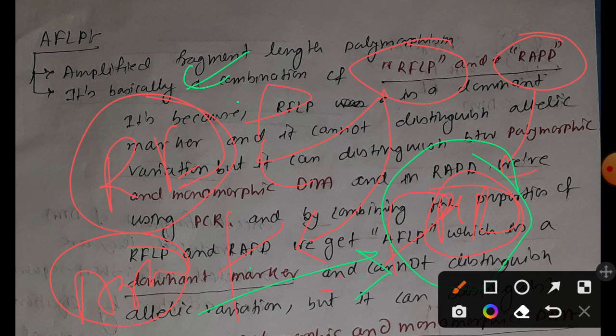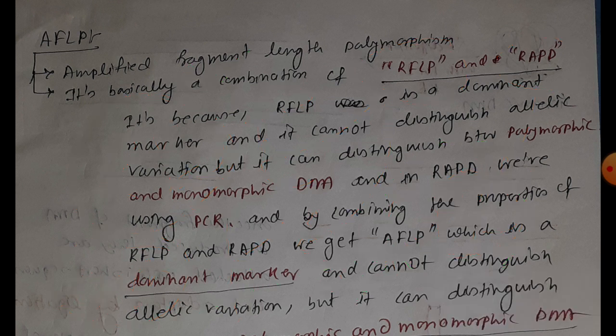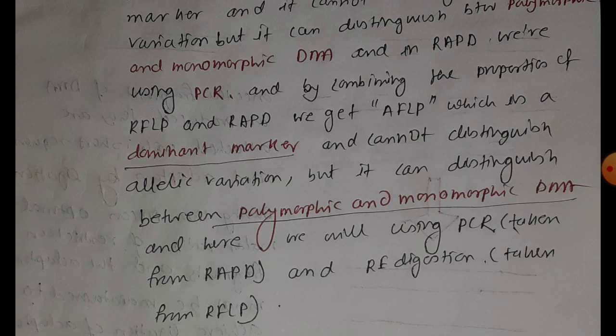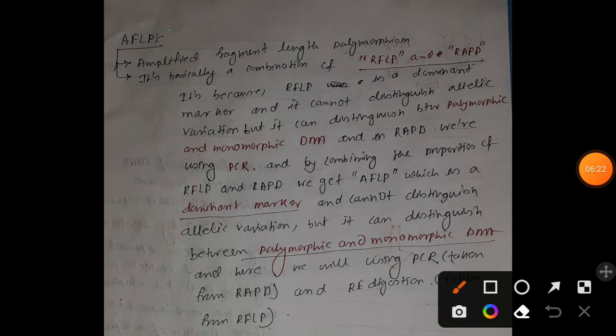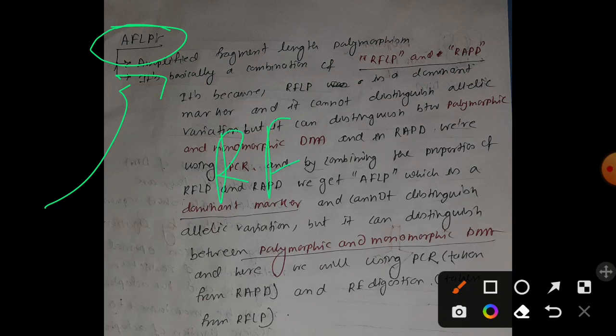Okay, that means here the primer will allow the amplification of a particular part of the DNA. Not non-specific amplification, we will observe. So that is the idea of amplified fragment length polymorphism. That means here we are visualizing the polymorphism of an amplified fragment. That is the concept of AFLP, and that is the combination of RFLP and RAPD.